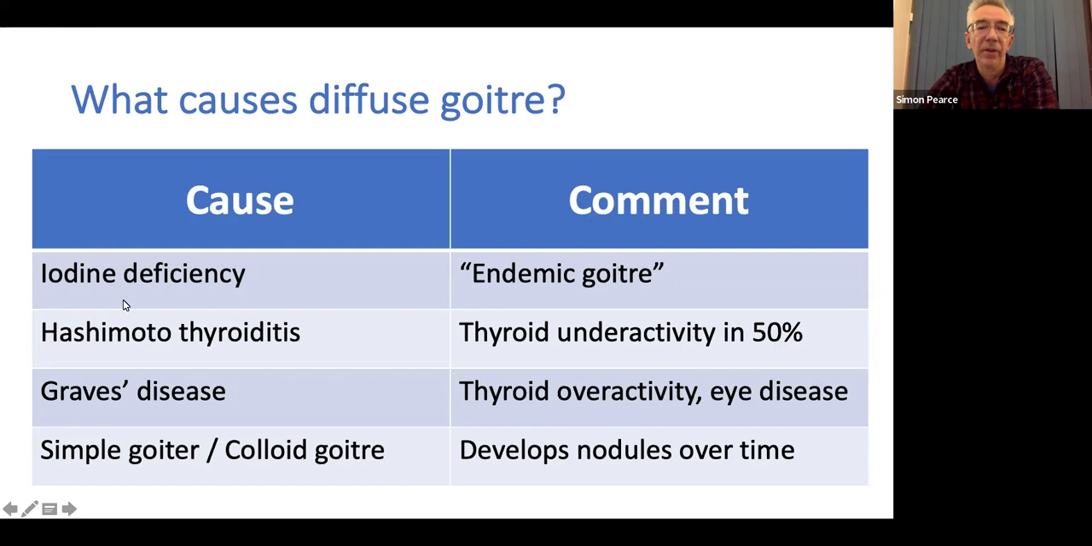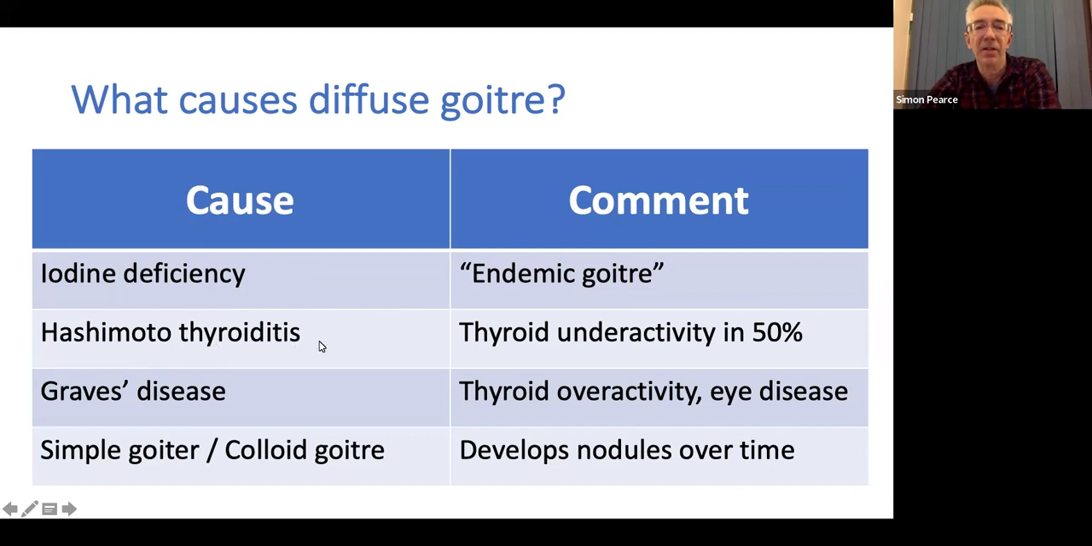Probably in the world, iodine deficiency is the leading cause of a diffuse goiter, and that's sometimes called endemic goiter, meaning it's in the population in a certain country, largely confined nowadays to places like the Himalayas or some places in Africa, like the Rift Valley, where people have iodine deficiency. The Andes is the other place, although I think that's largely been addressed.